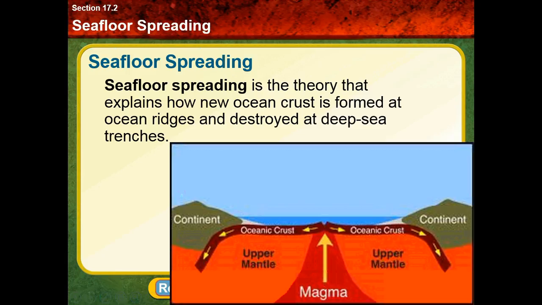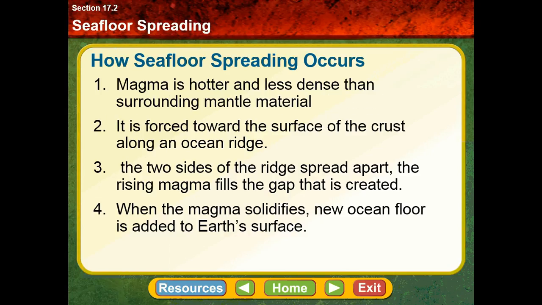Our planet's not getting any bigger. So if we're making new crust in the center of the ocean, we've got to be destroying it somewhere else because the whole planet's staying the same size. So seafloor spreading is just that idea that magma comes up, it's pushing the crust to the side, and new ocean floor is being made.